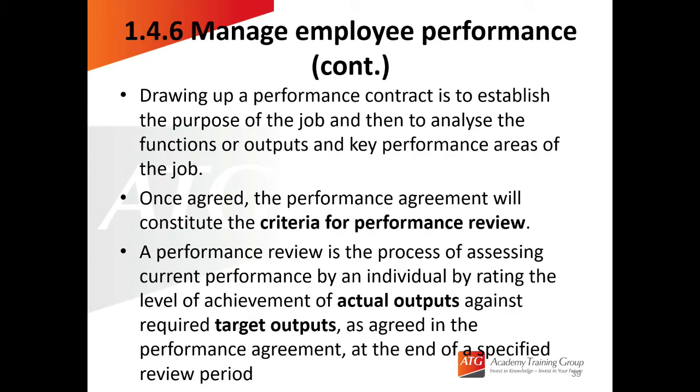Drawing up a performance contract is to establish the purpose of the job and then to analyze the functions or outputs and key performance areas of the job itself. Once agreed, the performance agreement will constitute the criteria for performance review. A performance review is a process of assessing current performance by an individual by rating that level of achievement of actual output against the required target outputs as agreed in the performance agreement at the end of a specified review period.